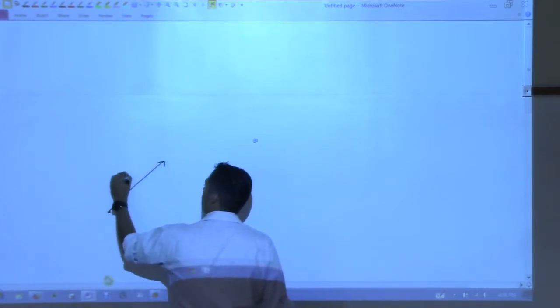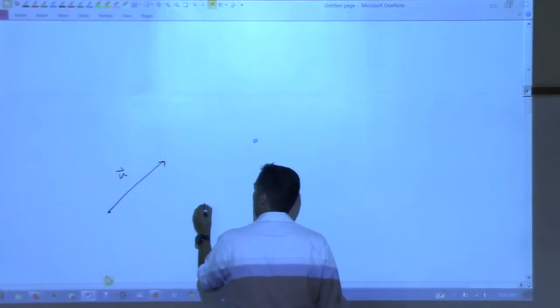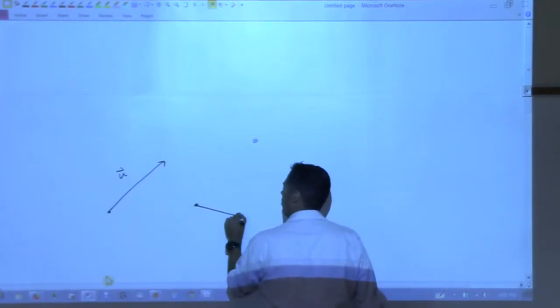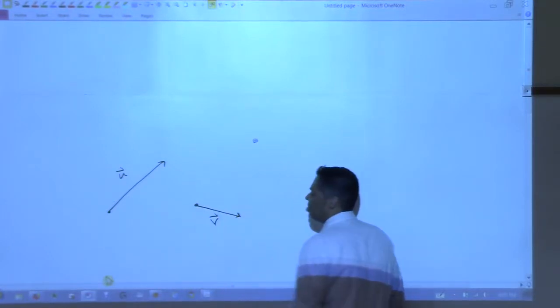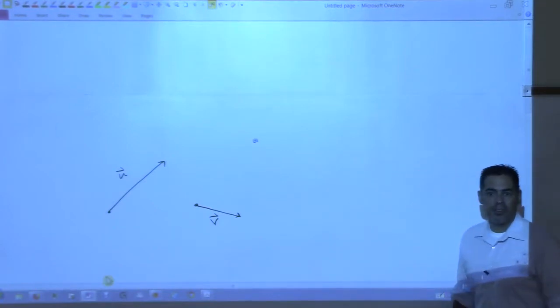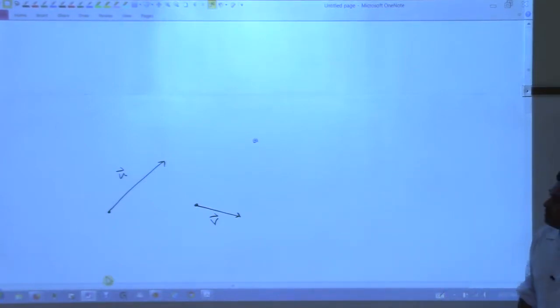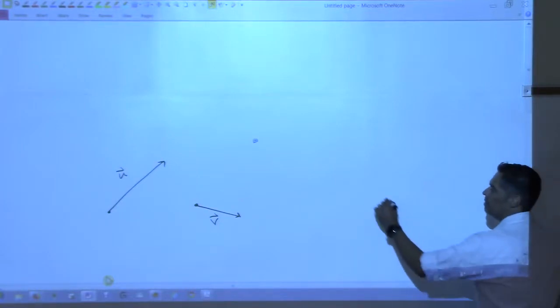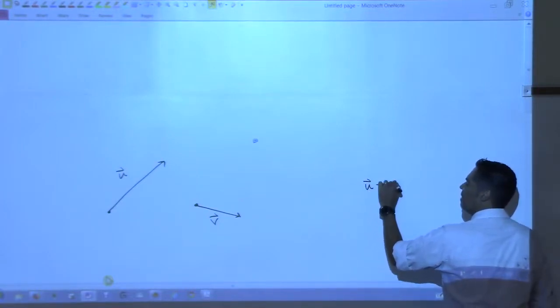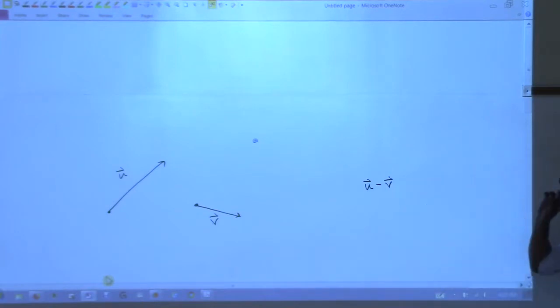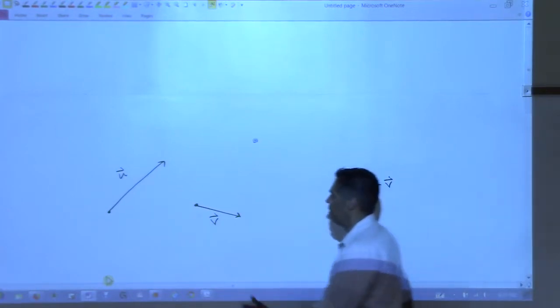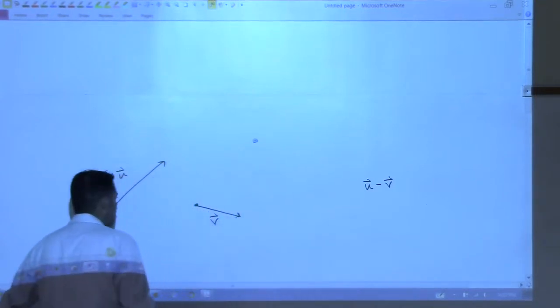a vector u, and then let me do another vector v, like this. If we want to subtract these, we do u, take away v. How do you think that's going to work? Putting the tail to tail? Will that work? Let's just see what happens, all right? So let's do this first.